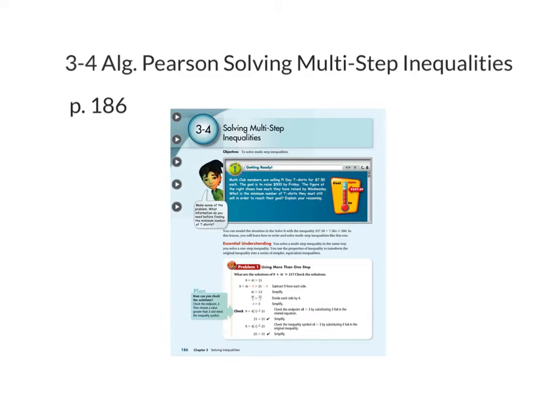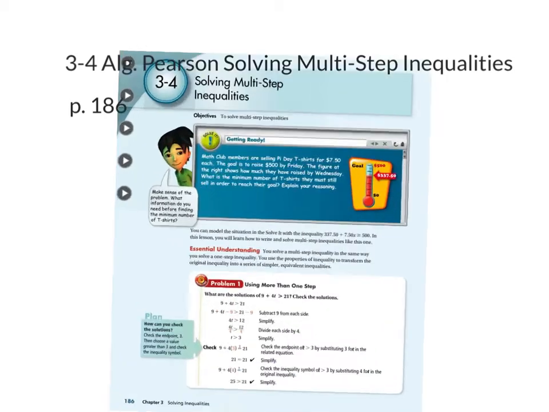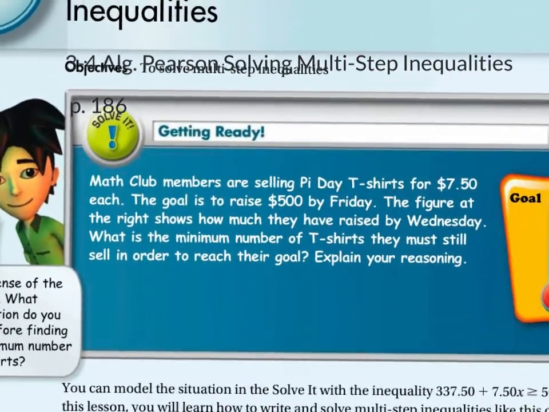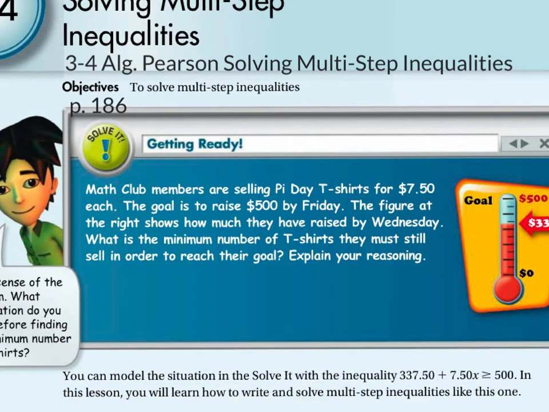Lesson 3.4 is on solving multi-step inequalities. If you look on page 186, the Math Club members are selling Pi Day t-shirts for $7.50 each. The goal is to raise $500 by Friday. The figure at the right shows how much they have raised by Wednesday. What is the minimum number of t-shirts they must still sell in order to reach their goal?